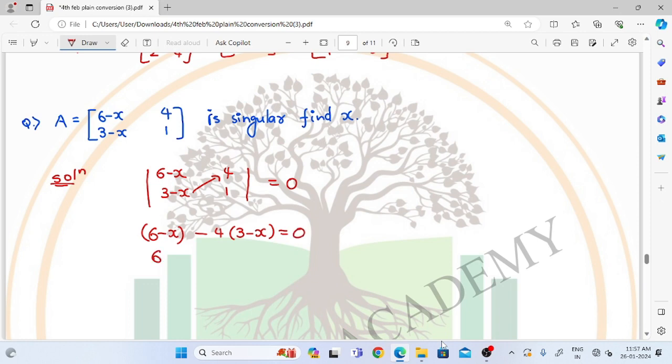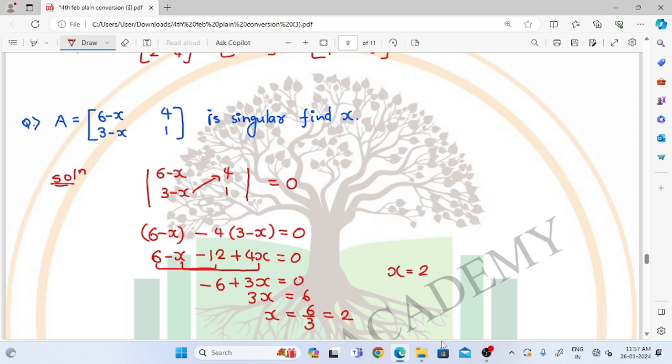So now this will be 6 minus x, and if you multiply this minus 4 inside, it becomes minus 4 into 3, minus 12, minus minus, plus 4x is equal to 0. So this 6 minus 12, that is minus 6, and minus x plus 4x, that is plus 3x, is equal to 0. If we take this minus 6 to that side, it becomes 3x is equal to plus 6. So x is nothing but 6 by 3, that is 2. So answer is x is equal to 2.